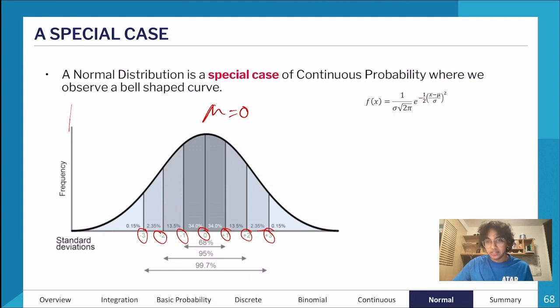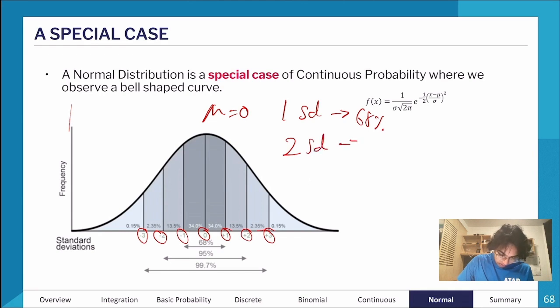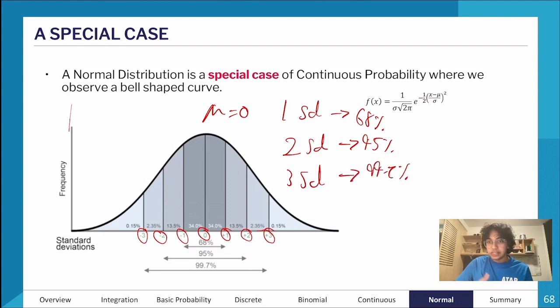So this is something you need to know. With normal distributions, one standard deviation is always going to capture 68% of the curve. So 1 standard deviation is 68%, 2 standard deviations is going to cover 95%, and 3 standard deviations is going to cover 99.7%. So it's totally reasonable for them to ask you to use these values to approximate things on a normal distribution. So you should know this.